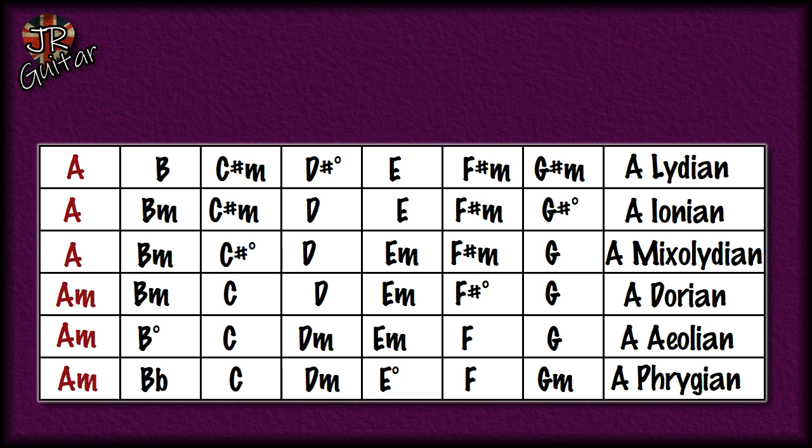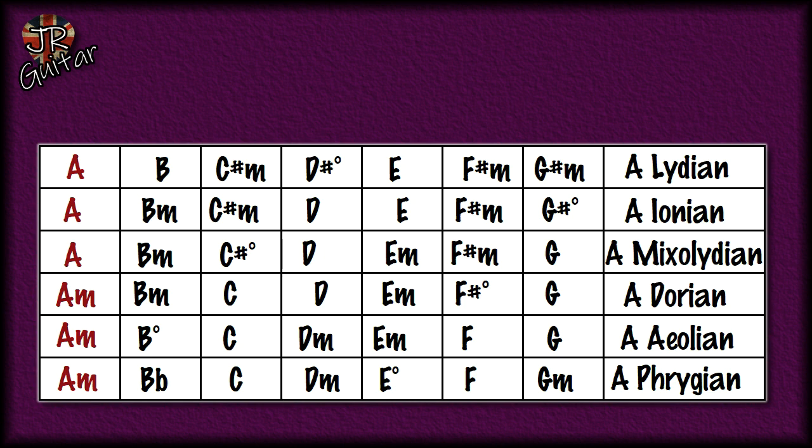Then moving on to the next one, we've got the key of G major. When you focus on the A minor chord, that becomes the A Dorian mode. The key of C major, focusing on its A minor chord, becomes the A Aeolian mode. And the key of F major, focusing on its A minor chord, becomes the A Phrygian mode.